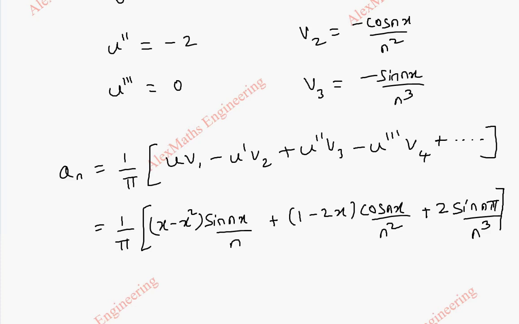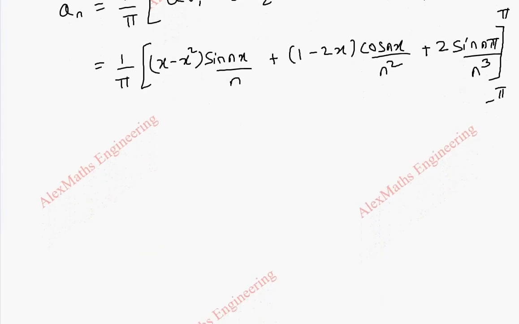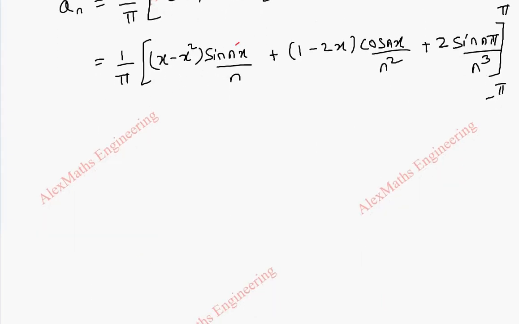So we have to substitute the limit minus pi to plus pi. When I use the limit, wherever sine nx is there, it becomes 0, because sine n pi is 0. So straight away, I put the upper limit: the first term is 0, the second term is 1 minus 2 pi into cos n pi, which is minus 1 whole power n by n square.